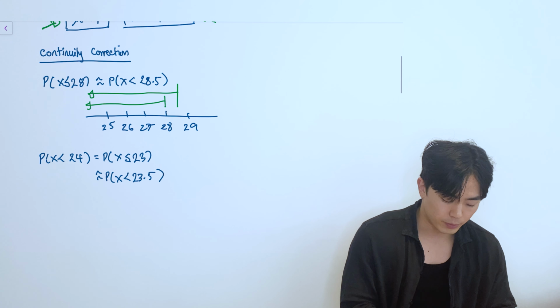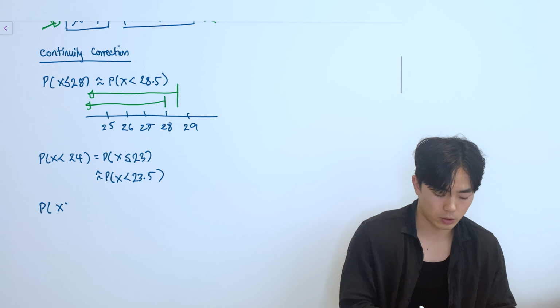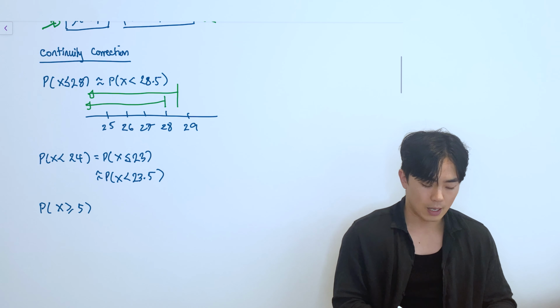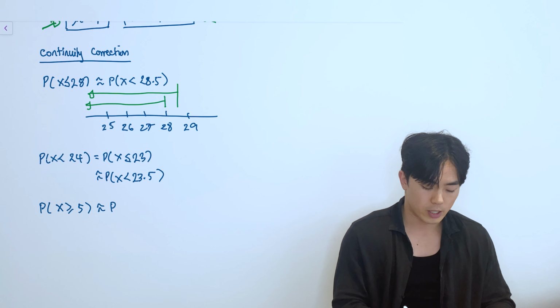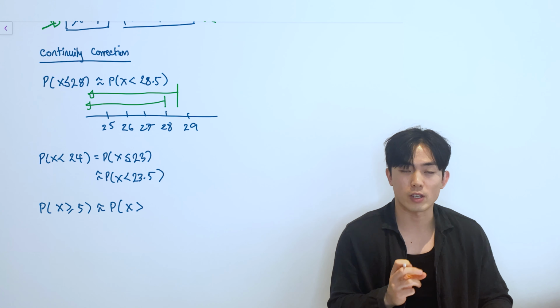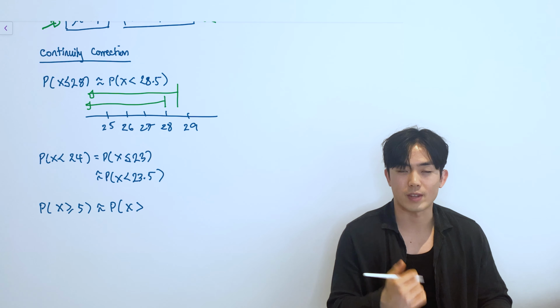Let's say I'm trying to find the probability that x is greater than or equal to 5. Remember, I need to include this. So when I do continuity correction, x is going to be greater than 4.5. I'm going to have to include the 5, so I have to go 0.5 down, not up.